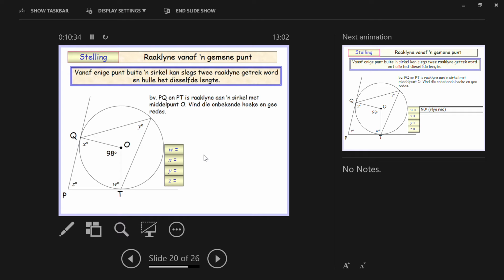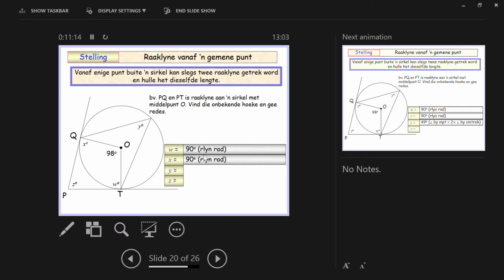Okay, so let's start with W. Again it's going to be a 90 degree angle, because can you see the radius and the tangent? Okay. Now that that's done, what will X be? Also 90 degrees, because look, there's my radius and my tangent. So X will also be 90 degrees. Right? So now we have W and X. Let's quickly get Y.